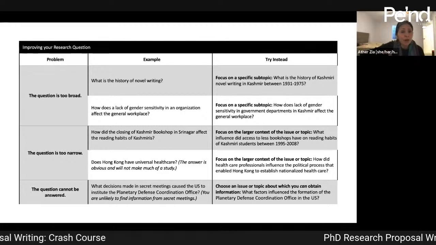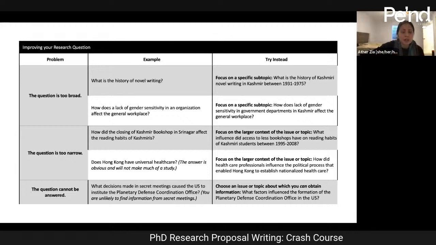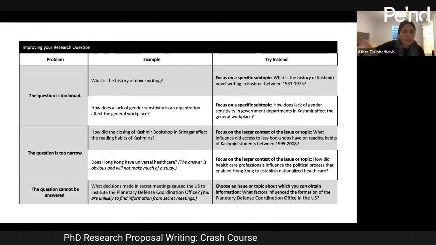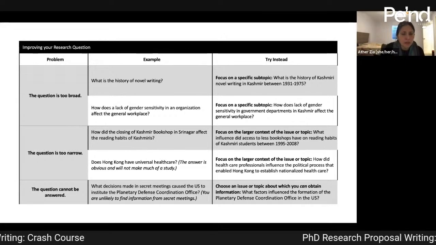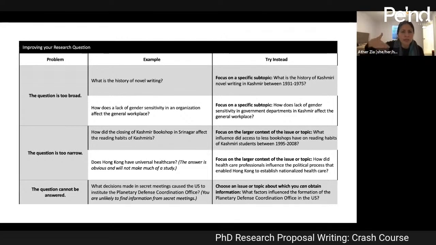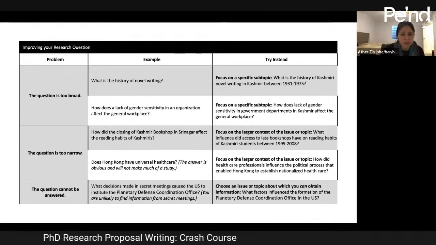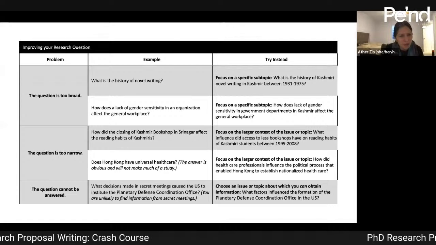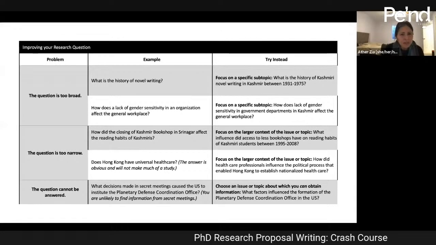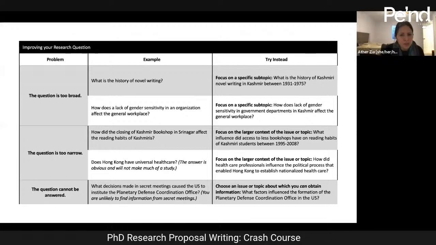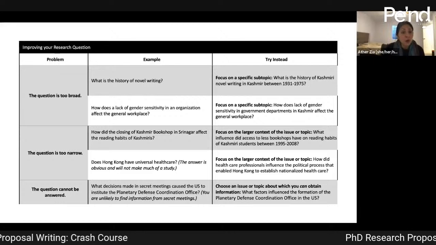So the problem is that this question is too broad. What's an example of a broad question? What's the history of novel writing? What are you going to do with this question? Is this doable? If you apply the FINER model to this, or if you just ask a very common question, how am I going to do this? What history of novel? Is this based in UK? Is this based in US? Where is this even coming from? What's the region? What kind of novel are we looking at? So it is too broad.